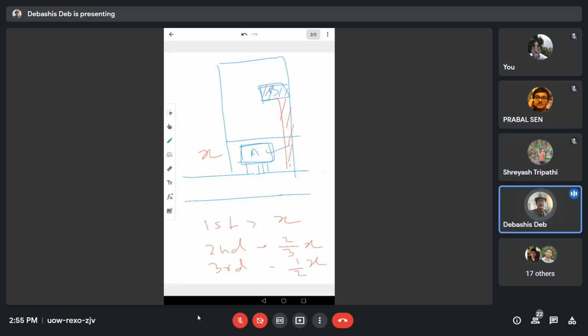Say if the rate of the first building I consider rupees X, then definitely the rate of the second building will be two-third X, and the rate of the third building will be half X. It is assumed. Now next question.